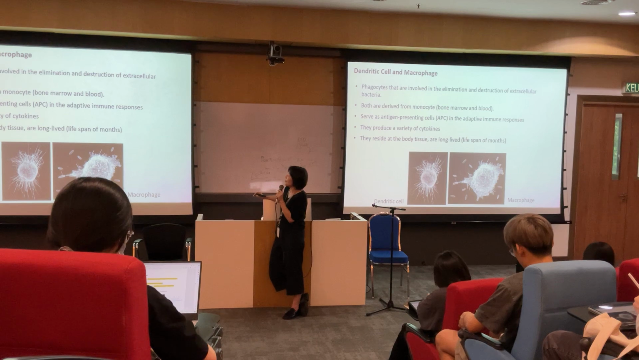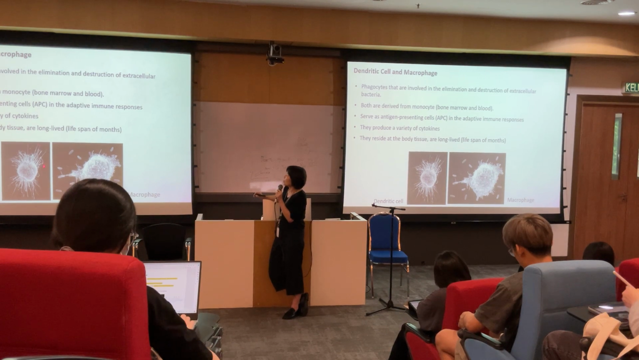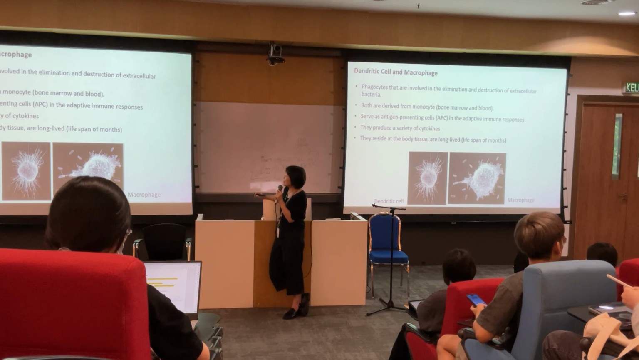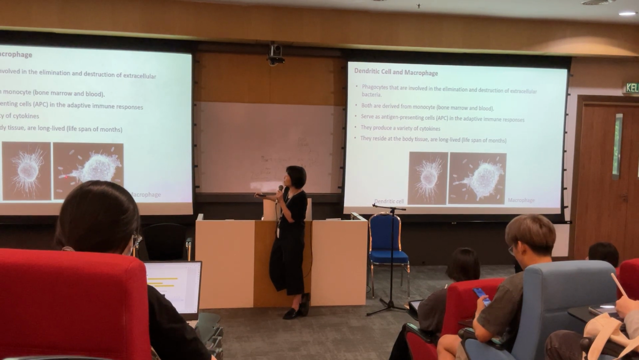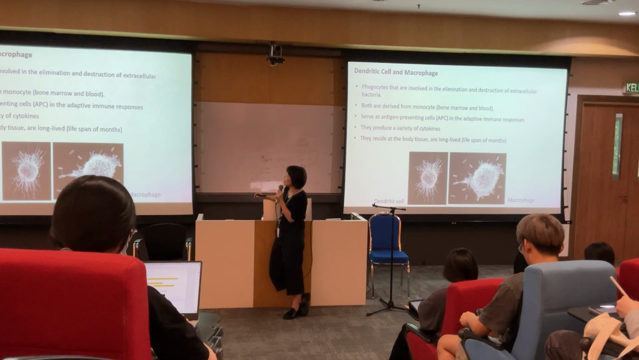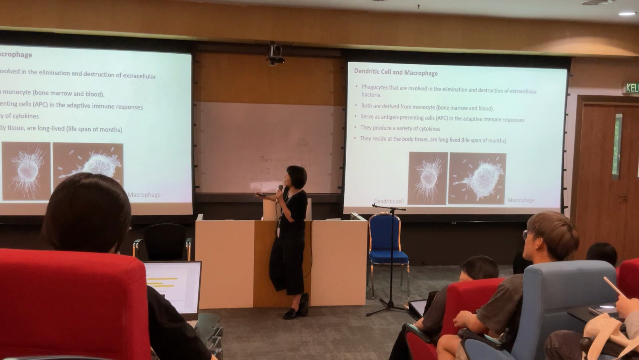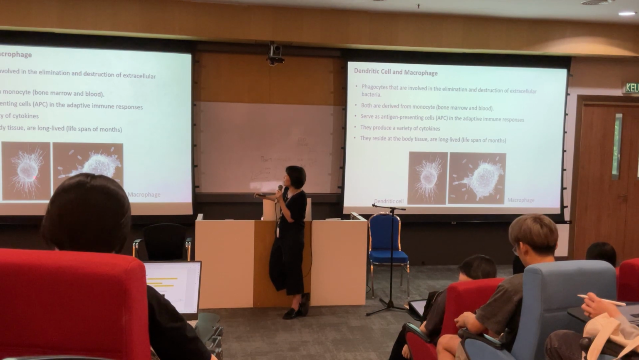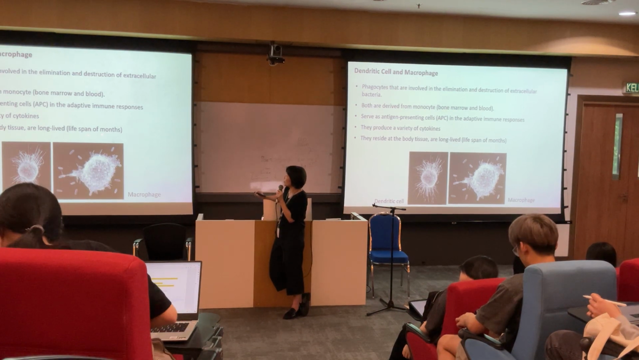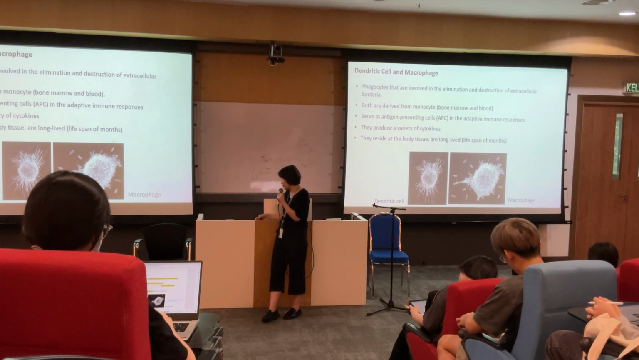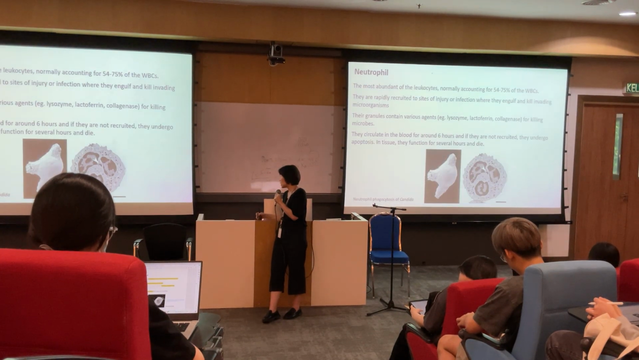And important here, you see they are in the body tissue. Normally they are distributed in different tissues so that they can act immediately when there is infection, right, at the different regions. So they reside, and they have a long life because once they are produced, they can stay as dendritic cells or macrophages for months. This is in comparison with another one.